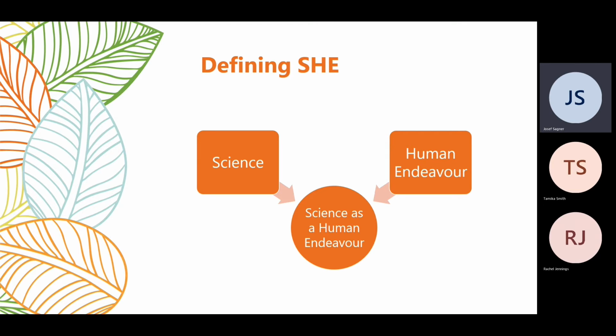Thus, science as a human endeavour explores how scientific knowledge has developed over time through the contributions of many people around the world. Science as a human endeavour utilises the influence of science by highlighting how science affects us and the decisions that are made in society.